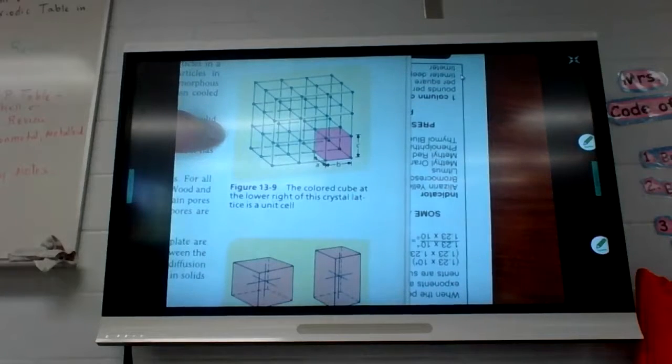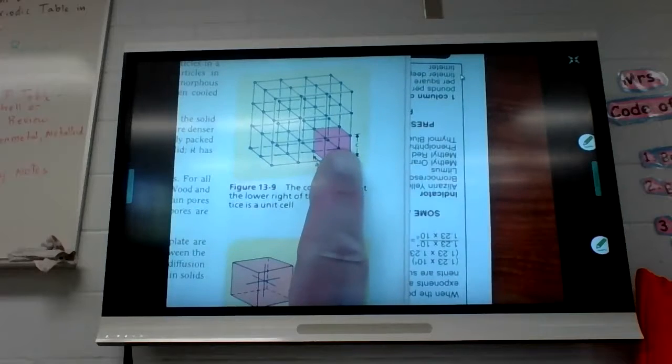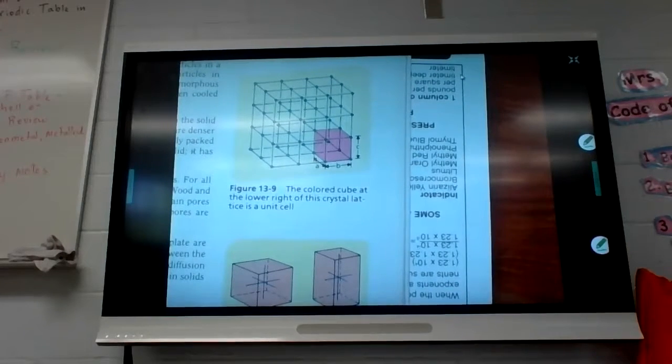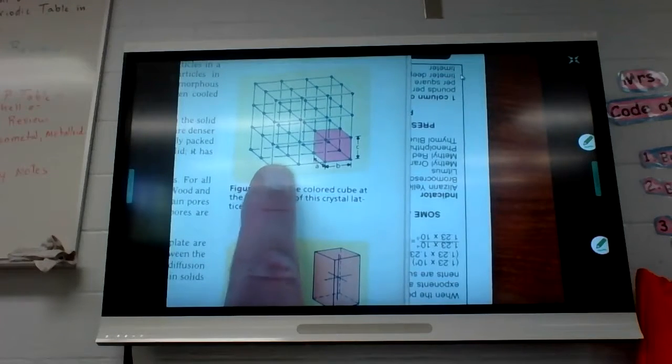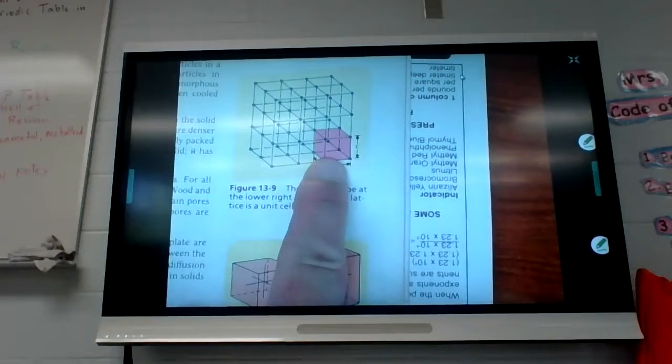I cannot draw that on the board, which is why my picture looked bad the last time I attempted to draw it. I'm sincerely sorry, but I cannot draw this. So this would be the crystal lattice. The pink is the unit cell.